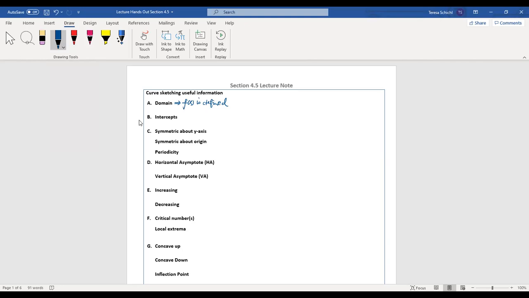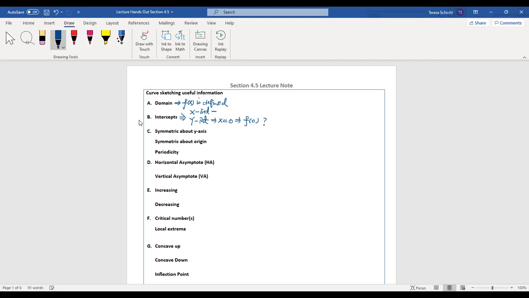Then the next things here are very helpful. They can help you to identify the points we call the intercepts. We have two kinds of intercepts: the x-intercept and the y-intercept. The y-intercept is where x equals 0. So basically, you want to see if f of 0 exists, or what the value of f of 0 is.